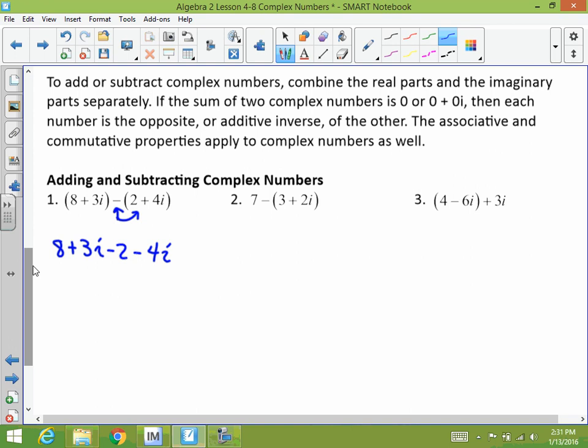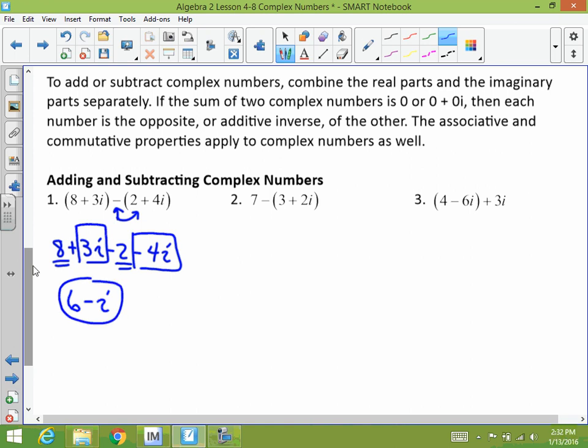Okay? And do what you have to do to make your i's look like i's and not ones. I make them as script as I can so that they look more like i's. Now I combine like terms. 8 is a like term to negative 2, so 8 minus 2 is 6, and 3i and negative 4i becomes negative i or negative 1i. Either one works. So I have 6 minus i or 6 minus 1i.